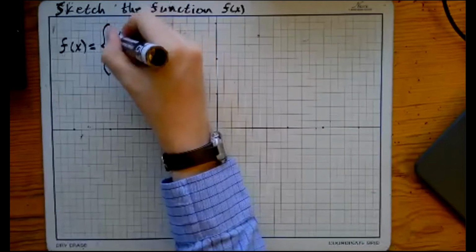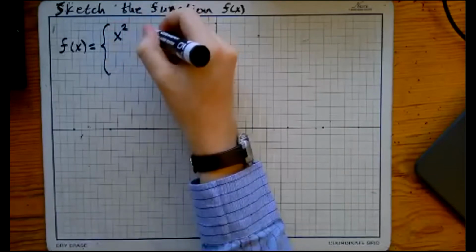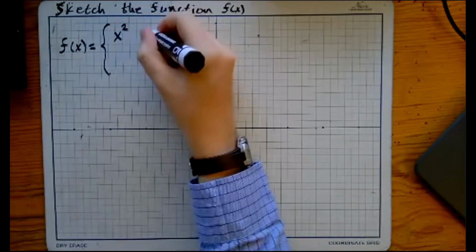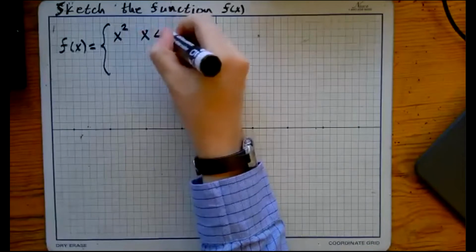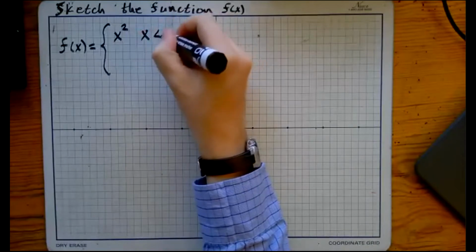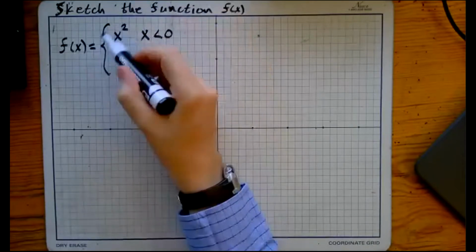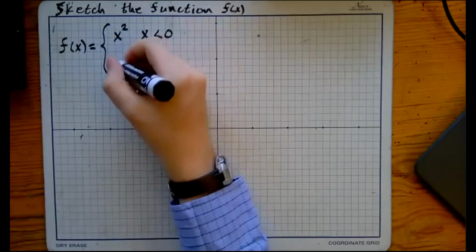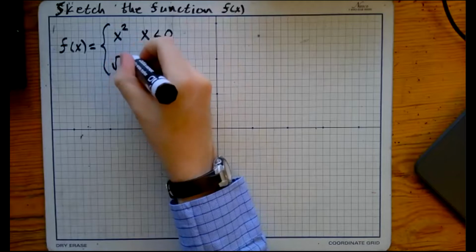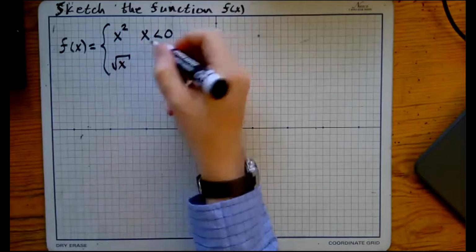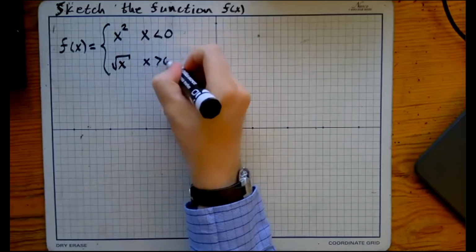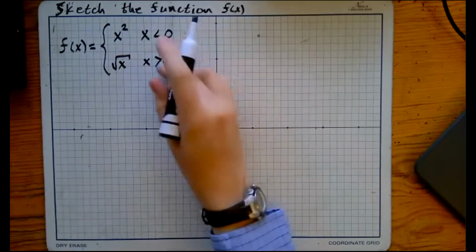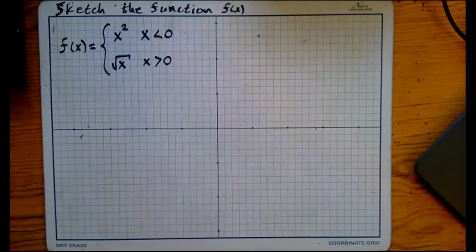Let's say that in the interval where x is less than 0, it will use this rule. And let's say that it uses the rule square root of x when x is greater than 0. What's this going to look like?